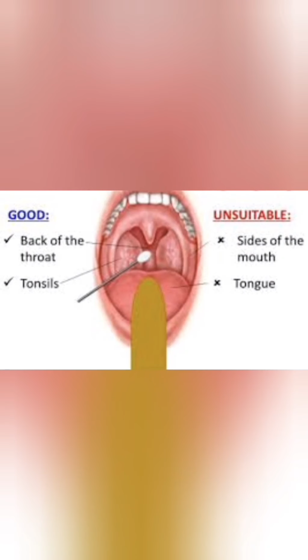What is the difference between TrueNet and standard RT-PCR? TrueNet machine is portable, whereas standard RT-PCR machine is not. TrueNet gives results quicker compared to standard RT-PCR. These are the sites for oropharyngeal sample collection in case of TrueNet or RT-PCR: back of the throat, that is posterior pharyngeal wall, and tonsils. Side of the mouth or tongue is unsuitable for oropharyngeal swab collection.